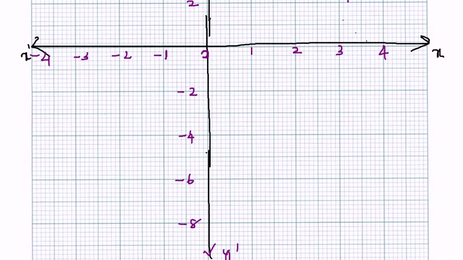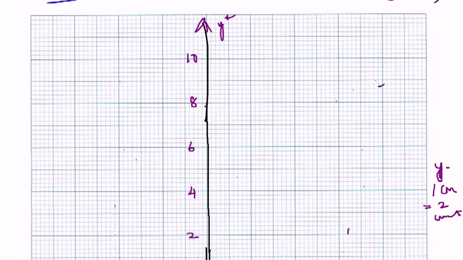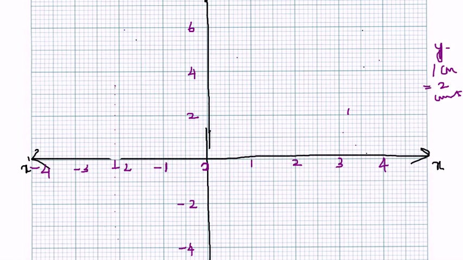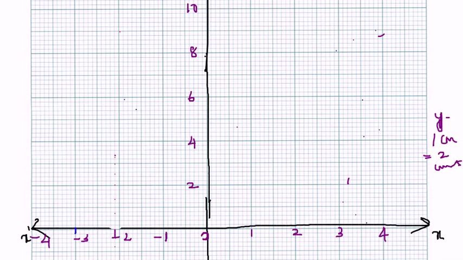Now let's plot the points. What is the first point? The first point is minus 3 comma 9. So on the x-axis it's minus 3, and on the y-axis it is 9. See, this is 8 on the y-axis, and this is 10. So the midpoint has to be 9, right? So minus 3 comma 9 comes over here. I'm going to mark this point as minus 3 comma 9. Always the x coordinate is first, right? It's always x comma y.